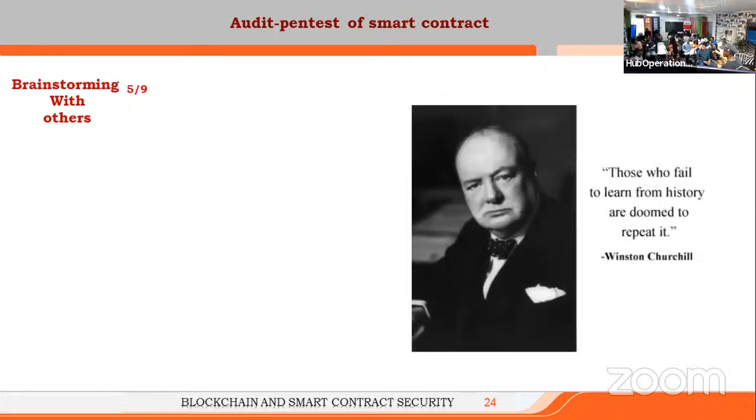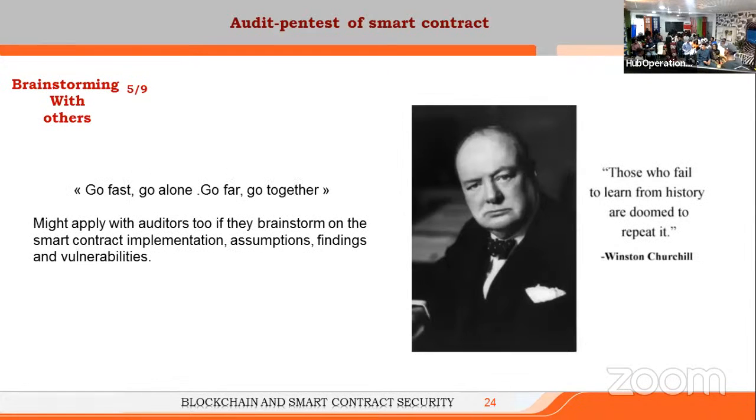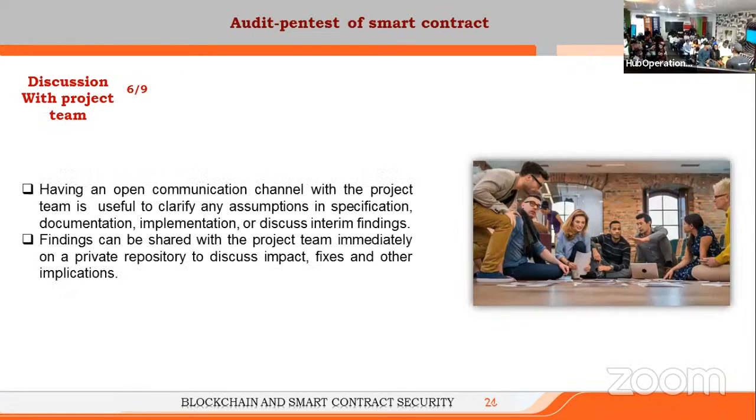And we move to brainstorming with other auditors: go fast, go alone; go far, go together. Maybe you can have more information than other people. When you brainstorm with your friend or another auditor, you can find something really interesting. You can think outside of the box with your friends. And then discussing the project with the project team. When you find a vulnerability, you should share it with the developers. In most cases, these vulnerabilities are features or false positives.